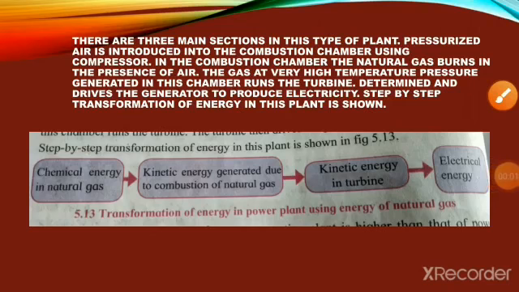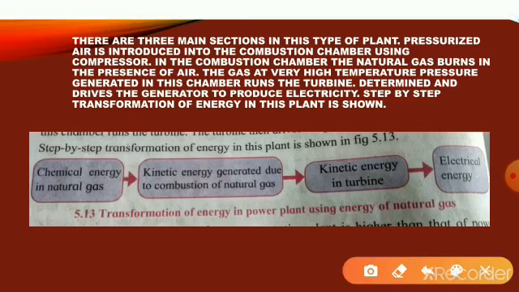There are 3 main sections in this type of plant. Pressurized air is introduced into the combustion chamber using a compressor. In the combustion chamber, the natural gas burns in the presence of air. The gas at a very high temperature and pressure generated in this chamber runs the turbine, and the turbine drives the generator to produce electricity. Step by step transformation of energy in this plant is shown below. We'll see here chemical energy in natural gas is converted into kinetic energy generated due to the combustion of natural gas, kinetic energy in turbine, and electrical energy.